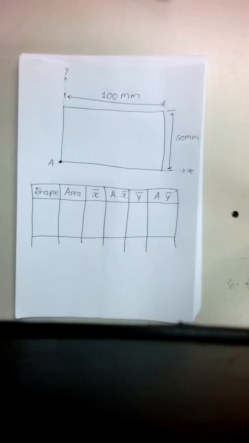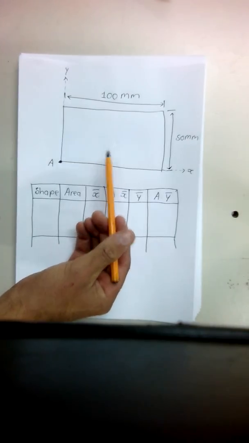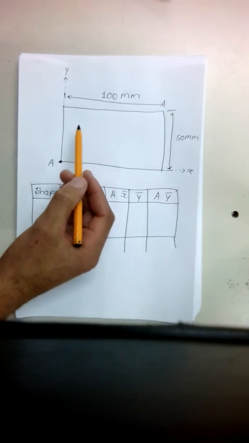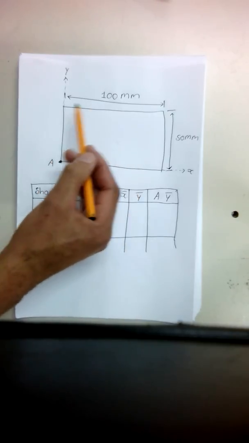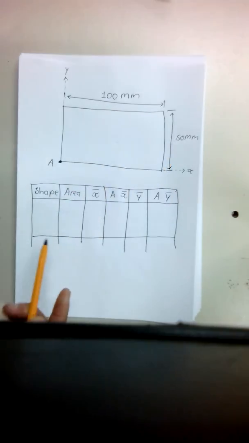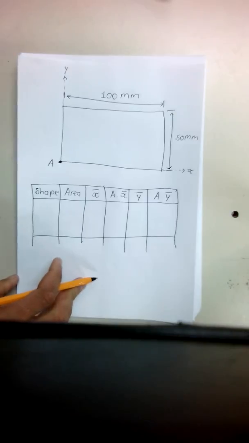Now, to start off, I've chosen a simple object, which is a rectangle, as you can see here in front. So the rectangle object has a length of 100 and a depth or breadth of 50 millimeters.